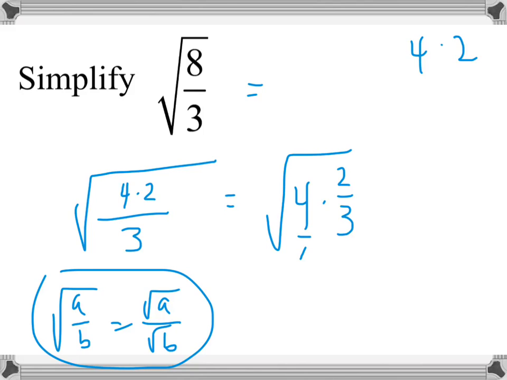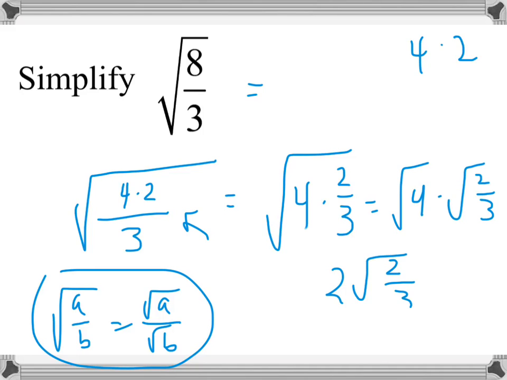And remember, I'm allowed to do that because if I multiplied 4 over 1 by 2/3, I'd get what I had here. Okay, so here I can use the multiplication property of square roots, which is that now I can multiply it like this, and what I really have is 2 times the square root of 3.